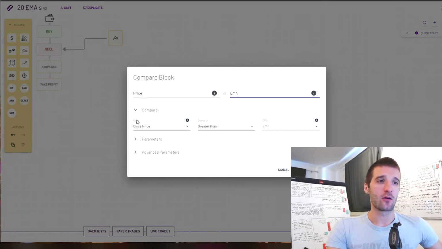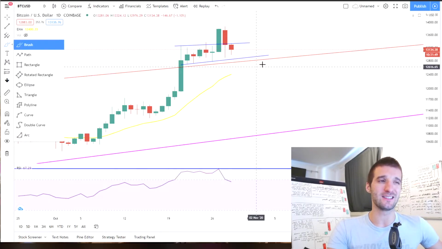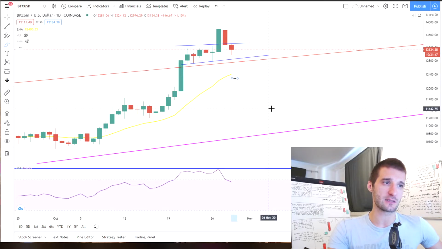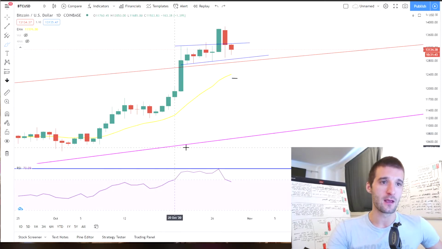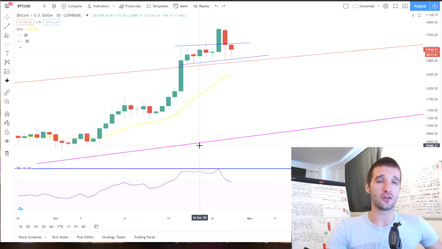So we have compare price. What do we want with this price? When do we want to open this short position? We want it when the price closes below. So when the day is over below this 20 exponential moving average and the price is already done, like over here, for example, we want to open a position for the short, right?